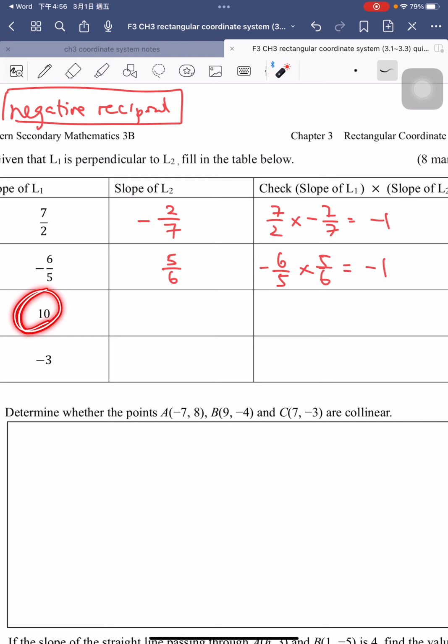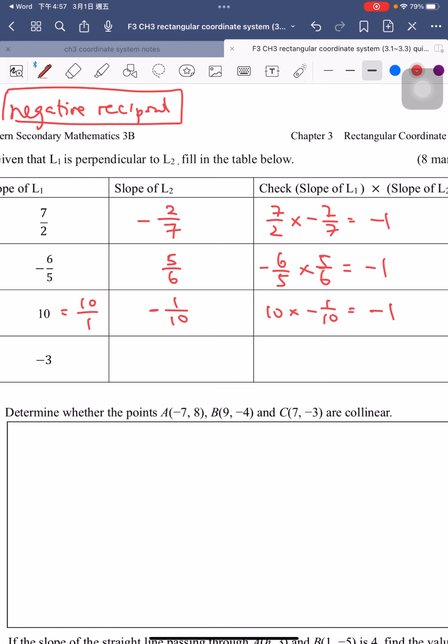So for this kind of whole number, you need to change the 10 to become a fraction first. So 10 is actually written as 10 divided by 1. So first of all, we swap upside down the numerator and denominator. So we have this equal to 1 over 10. And then we're adding a negative. So that's the meaning of a negative reciprocal, isn't it? So we try using 10 times negative 1 over 10. It's still giving you negative 1.